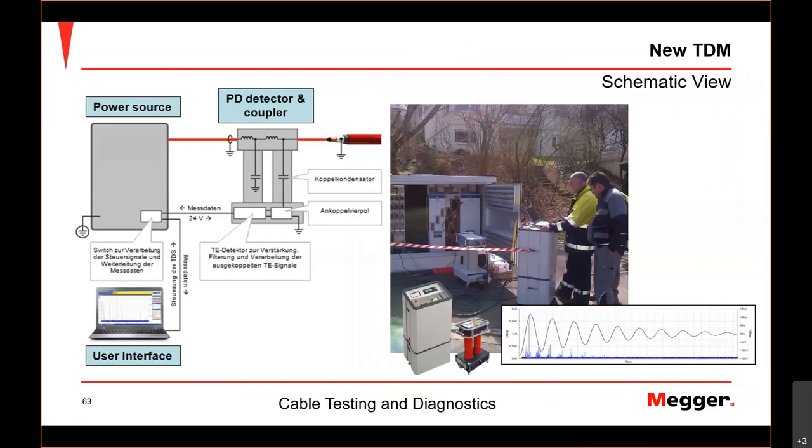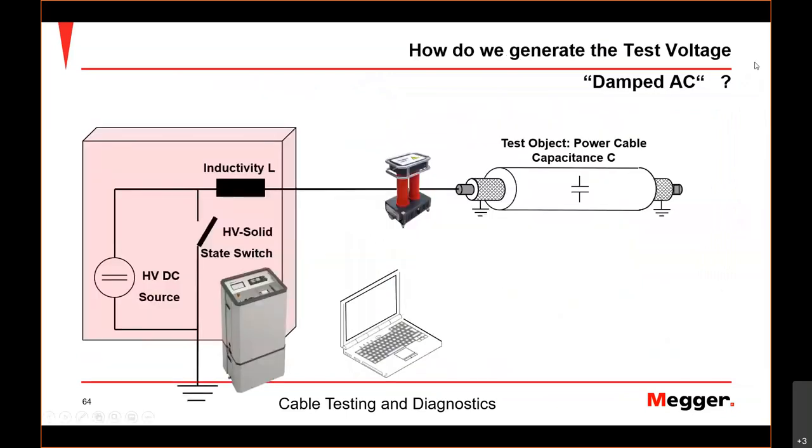Okay. Here we see the setup of the instrument, the same picture that we've seen before. I would go into this just to explain to you the damped AC. The damped AC is probably a new topic for us today. We have talked about the cosine rectangular VLF voltage shape and sine wave. There's not much to say about the sine wave, that's quite normal, but those were test voltages that were designed for cable testing, and we can use them also for doing our diagnostic measurements.